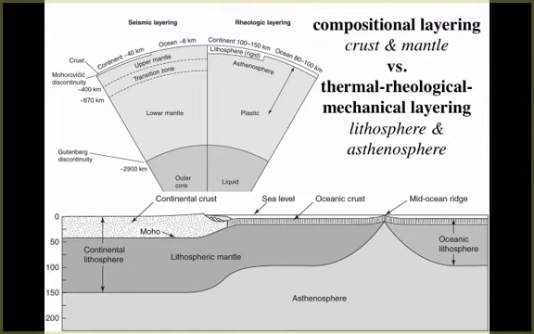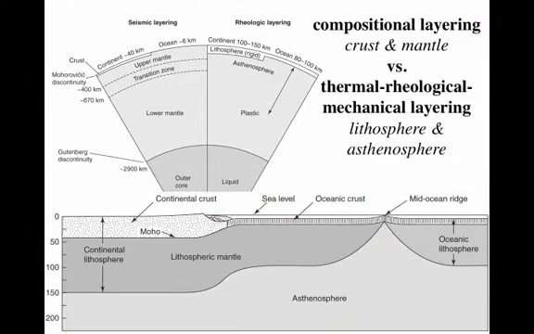And we can look at the different properties of these layers, and specifically the differences between a thicker continental crust versus a thin oceanic crust. And that corresponds to a thicker continental lithosphere versus a thin oceanic lithosphere that thins down to almost nothing at spreading centers.